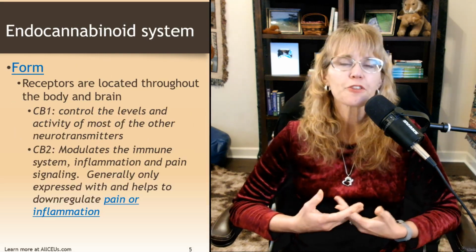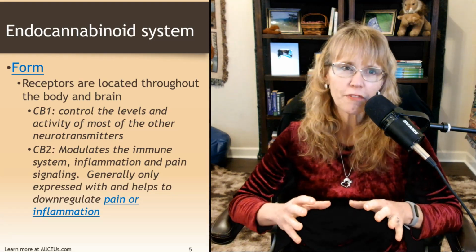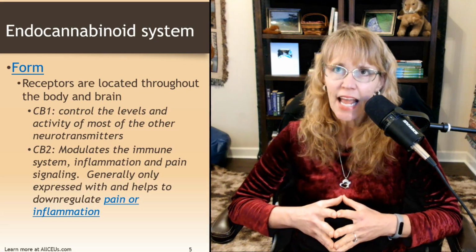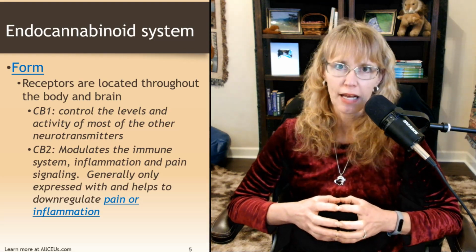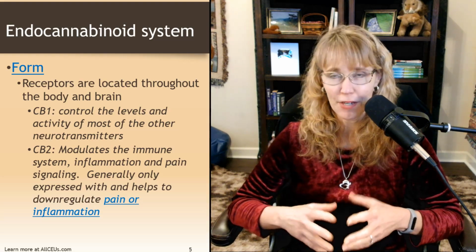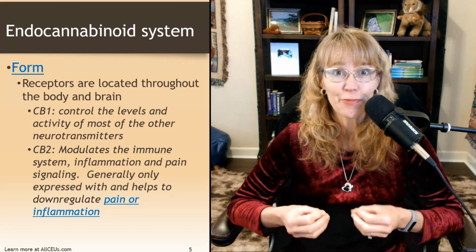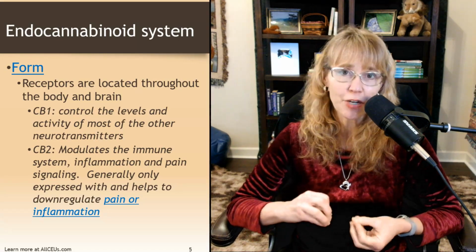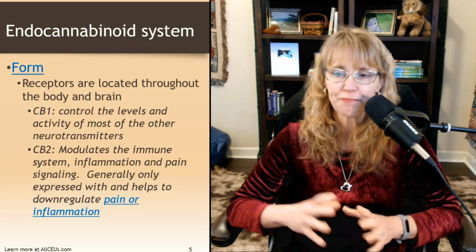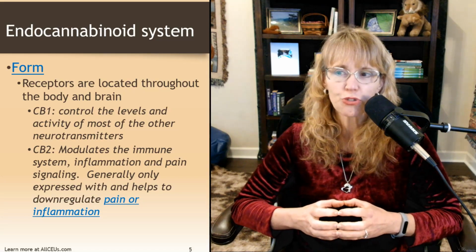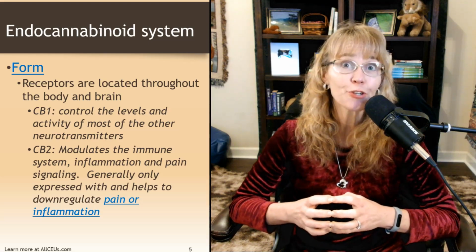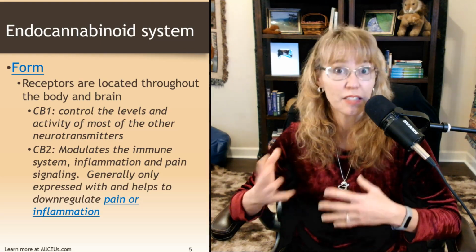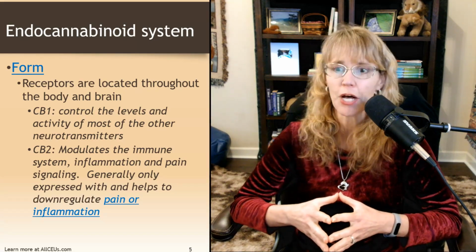So let's briefly talk about the form of the endocannabinoid system. And I said we were going to go over this pretty superficially because there is a ton of information to know about the ECS. And if you are going to do research on it, of course, I think that's important. But for what most of you are concerned about, I think this will suffice. As I mentioned, the receptors for the ECS, or the endocannabinoid system, are located throughout the body and brain. The CB1 receptors control the levels and activity of most other neurotransmitters and hormones. Wow, so that means like serotonin, dopamine, norepinephrine, acetylcholine, GABA, glutamate, the list goes on.